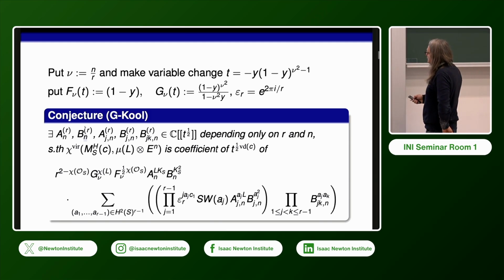These are some power series in T to 1/2, and then the holomorphic Euler characteristic of our line bundle is the coefficient of T to the 1/2, the virtual dimension of the moduli space of this incredibly complicated product. But you see, what we have here is the dependence on the canonical class by its intersection with L and Ks squared, and then the dependence on the Seiberg-Witten classes. If we are in rank R, we need R-1 Seiberg-Witten classes.